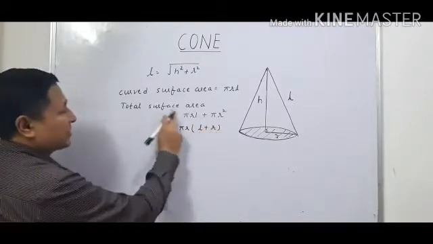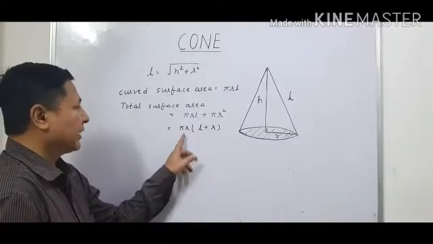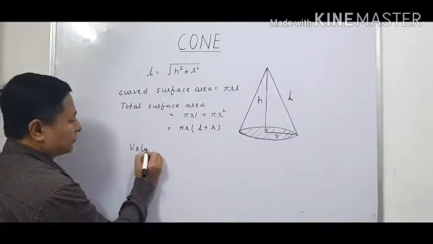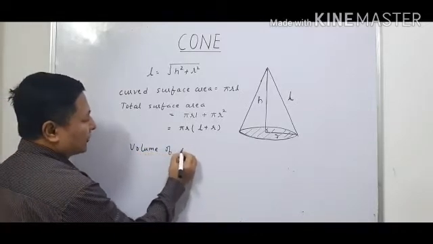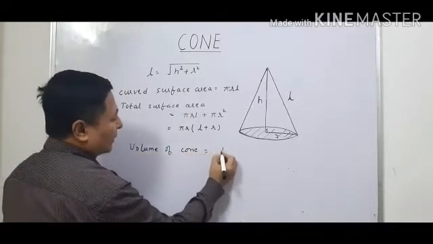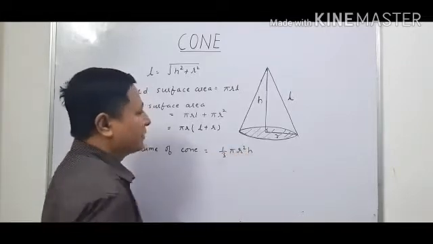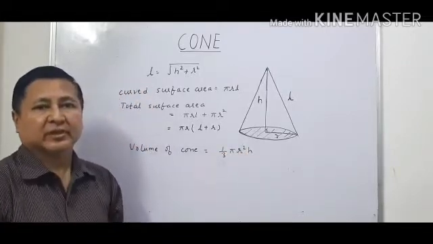So pi r L plus pi r square, we'll take pi r common and we'll get L plus r. So the total surface area of the cone is pi r (L plus r), and the volume of the cone is 1 upon 3 pi r square h. These are the formulas we'll be using in this exercise.